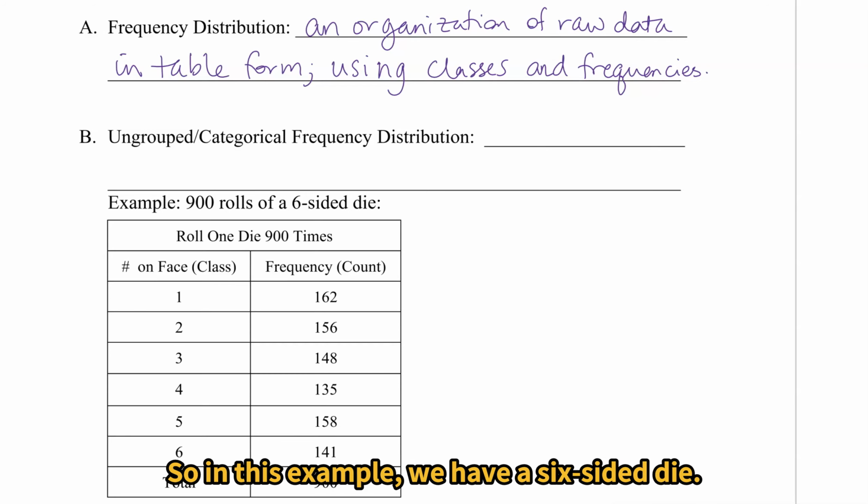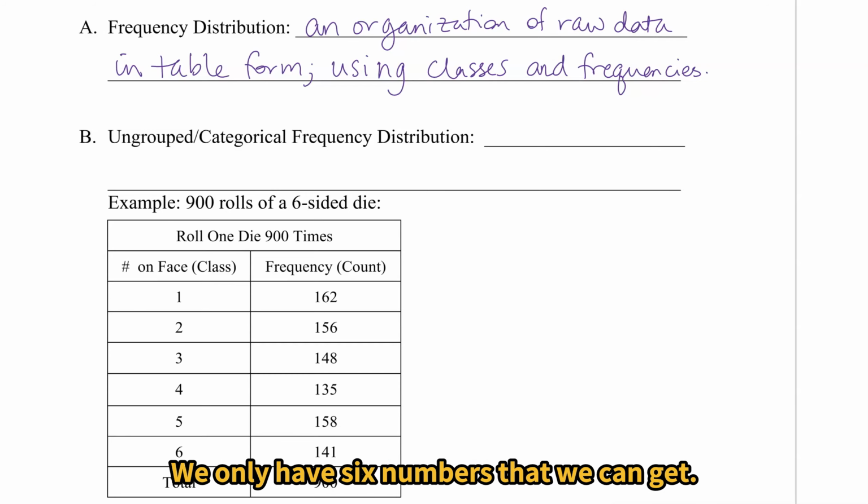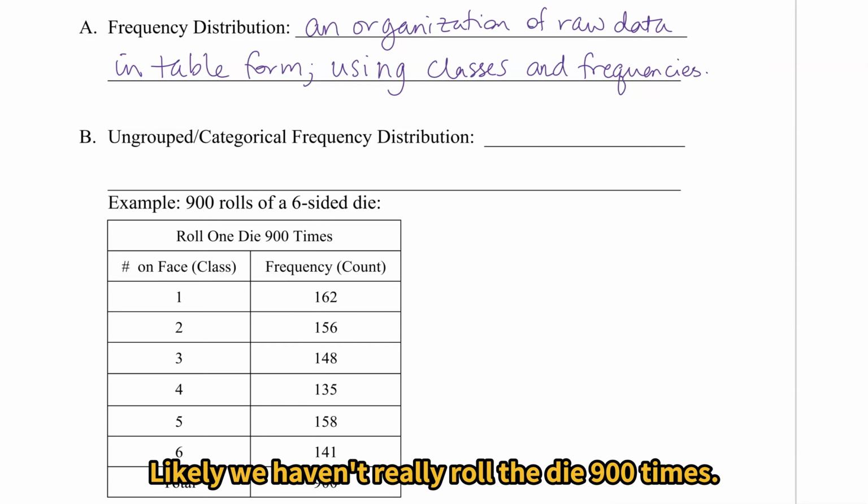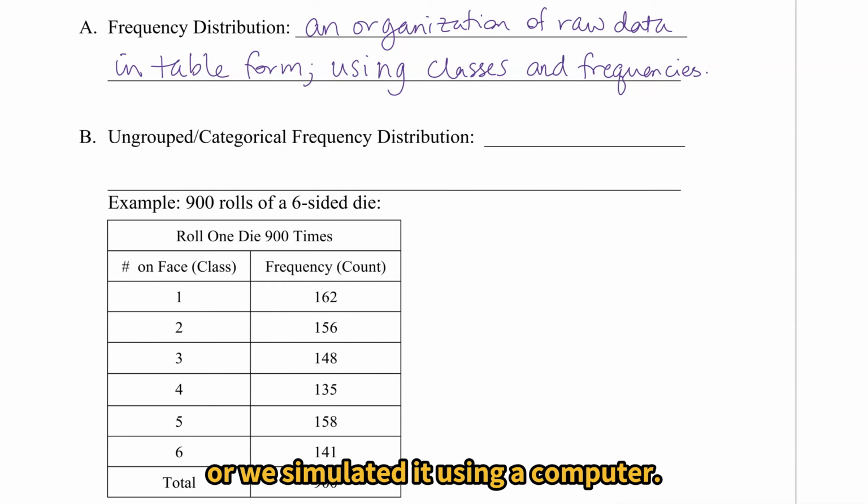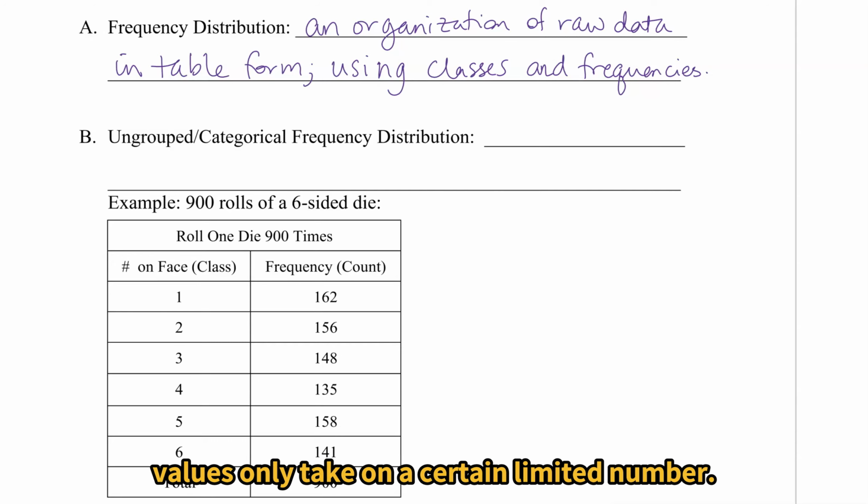So in this example, we have a 6-sided die. We only have 6 numbers that we can get. And here we've rolled the die 900 times. Likely we haven't really rolled the die 900 times. We've either had a bunch of people roll it or we've simulated it using a computer. And there are some really nice simulations that we can find on the internet that will show us how we can roll a die 900 times very quickly and get this data. We may have a lot of data, but the data values only take on a certain limited number.